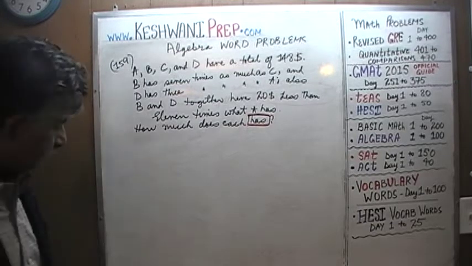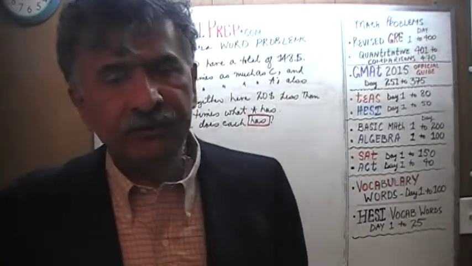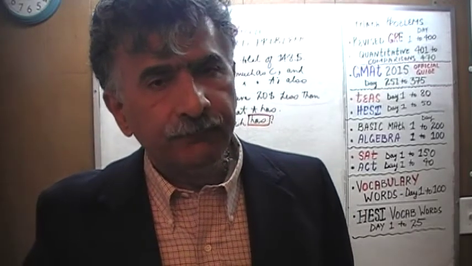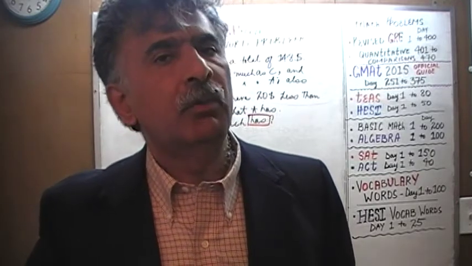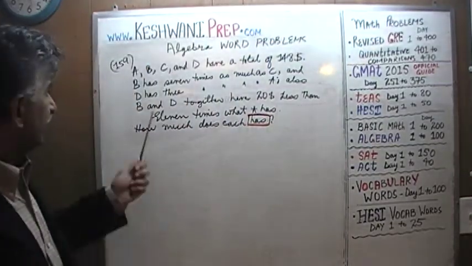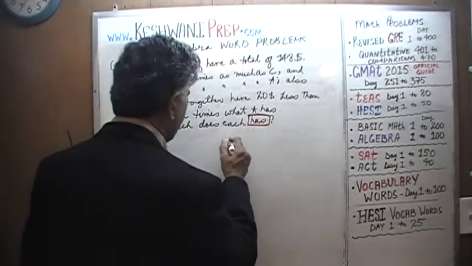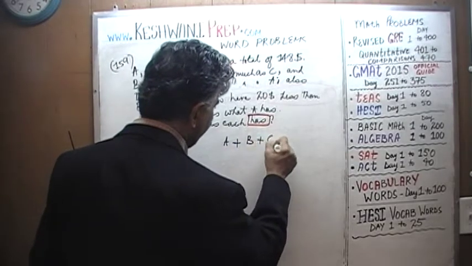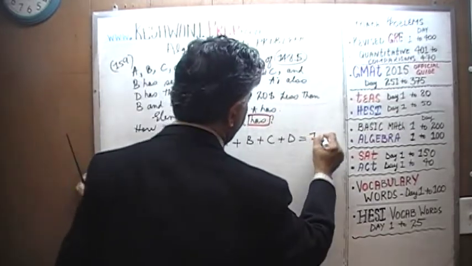Just like yesterday, just like number 158, the very first thing we need to realize is that because we need to solve for 4 unknowns, A, B, C, and D, we need to have 4 independent equations. What are the 4 independent equations in this problem? Where are they buried? Let's find out. The very first equation is right there. A, B, C, and D together have a total of $140. That's our first equation: A, B, C, plus D, they have a total of 140.